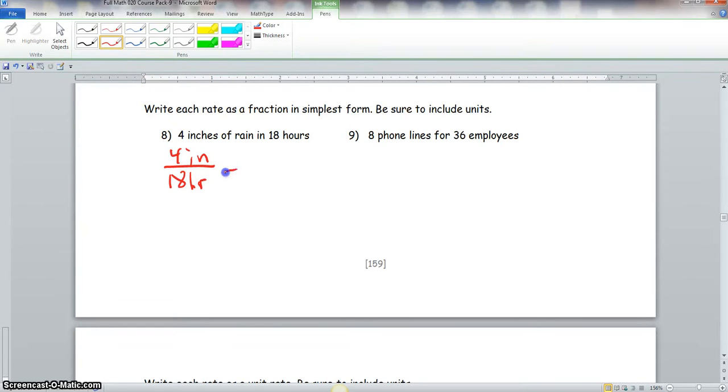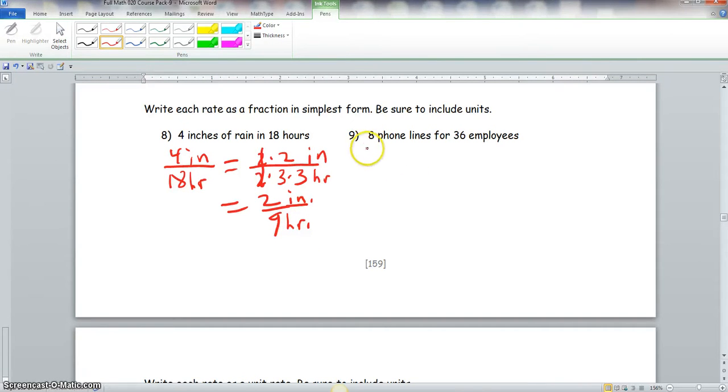Now we want to simplify this. 4 simplifies down to 2 and 2, and 18 simplifies down to 2 times 3 times 3. And we know this is inches and this is hours. Now, we have one set of 2's that simplify out, and we'll be left with 2 inches for every 9 hours. And that's it.